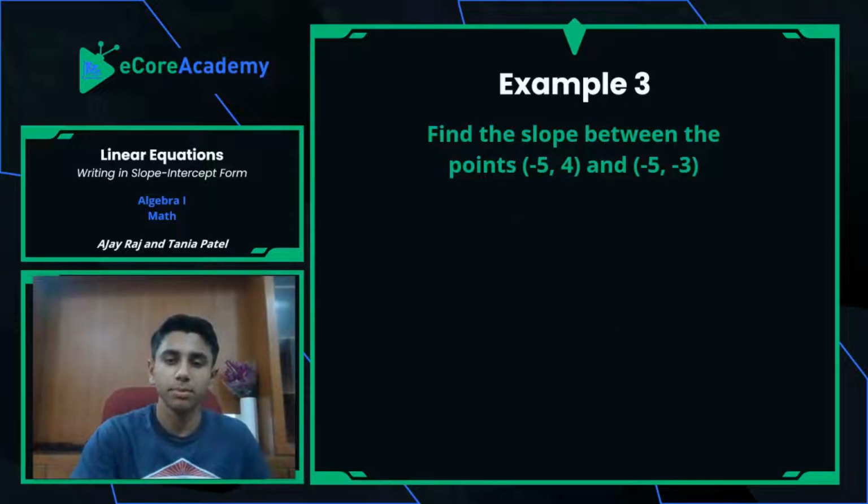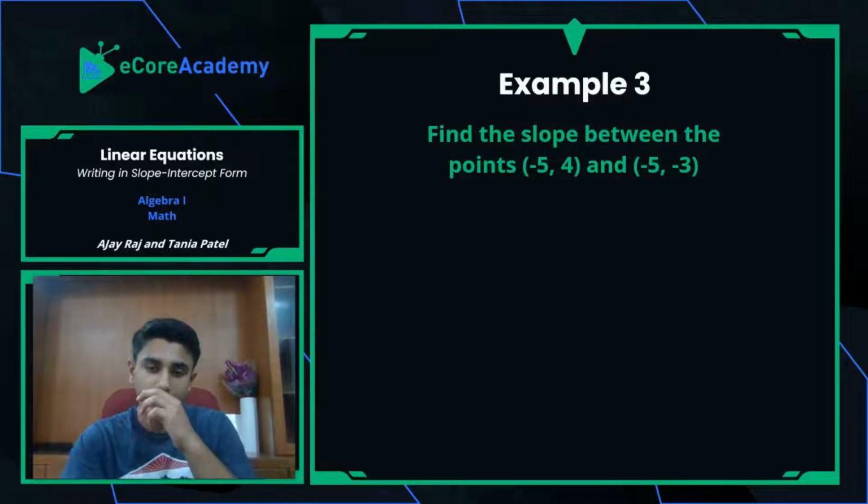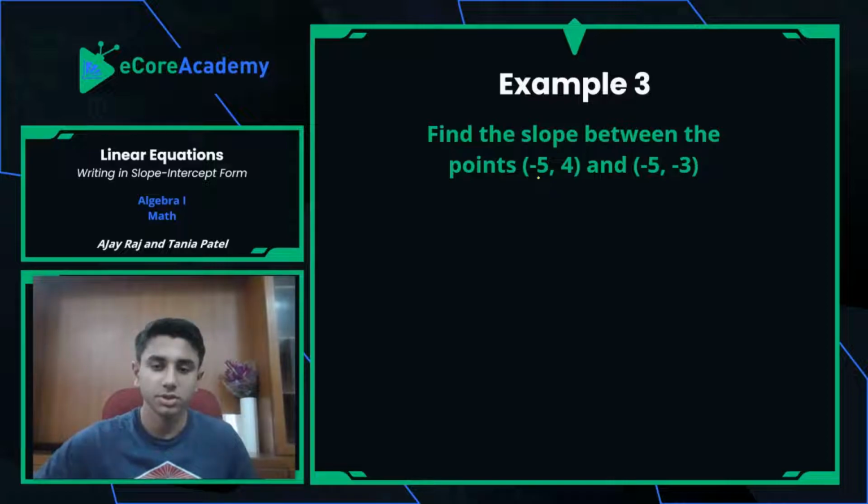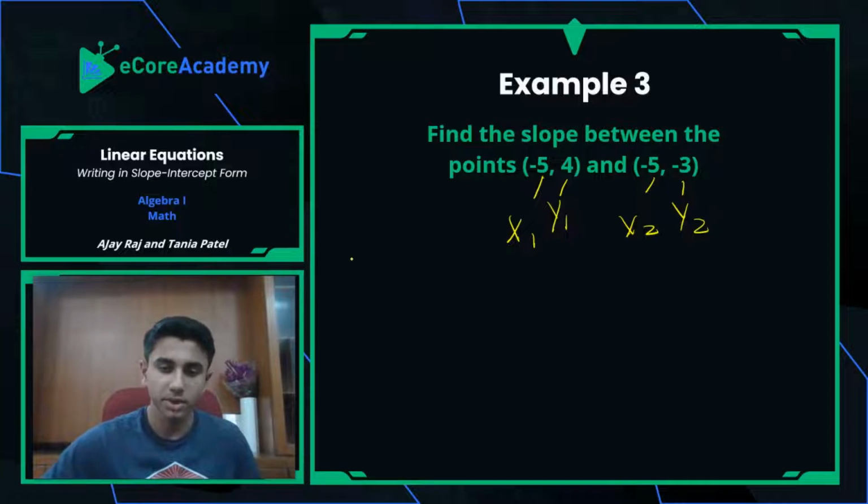All right, moving on to example 3. Let's find the slope between the points negative 5, 4 and negative 5, negative 3. So of course, just the regular routine. Negative 5 is your x1. Negative 5 is also your x2 here. This is your y1, and this is your y2. We're going to plug those into our equation.